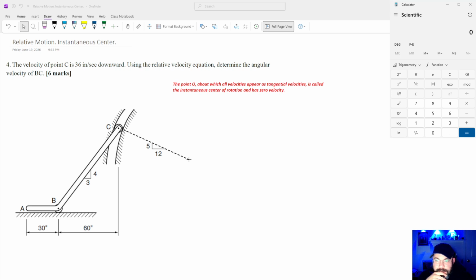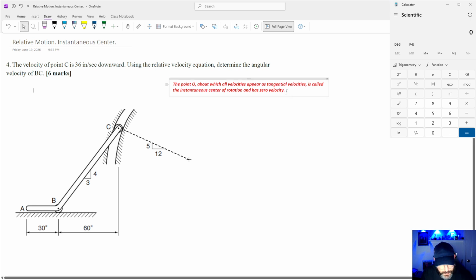Okay, so let's solve the exact same problem, but now we are going to apply the instantaneous center approach. So this is the definition of the instantaneous center. The point O about which all velocities appear as tangential velocities is called the instantaneous center of rotation and has zero velocity. So this is the point in space, and if we sit at this point and observe points like on this link, all those points will rotate around that point at this time instant.